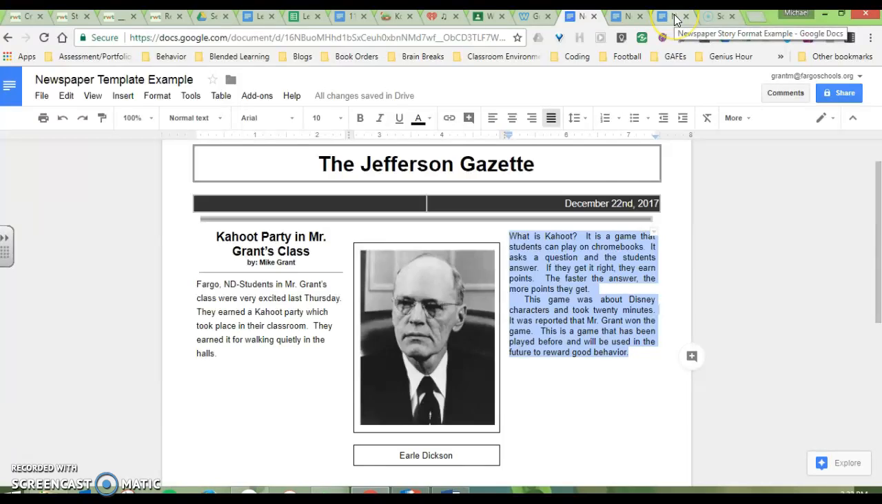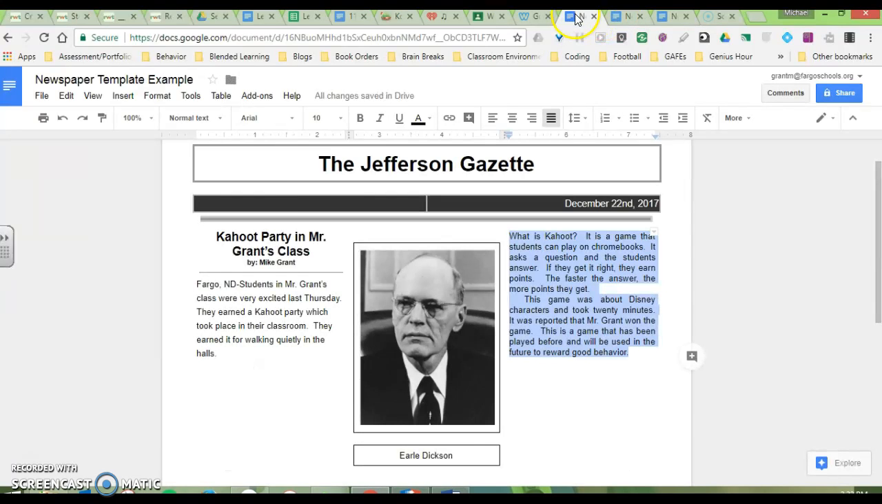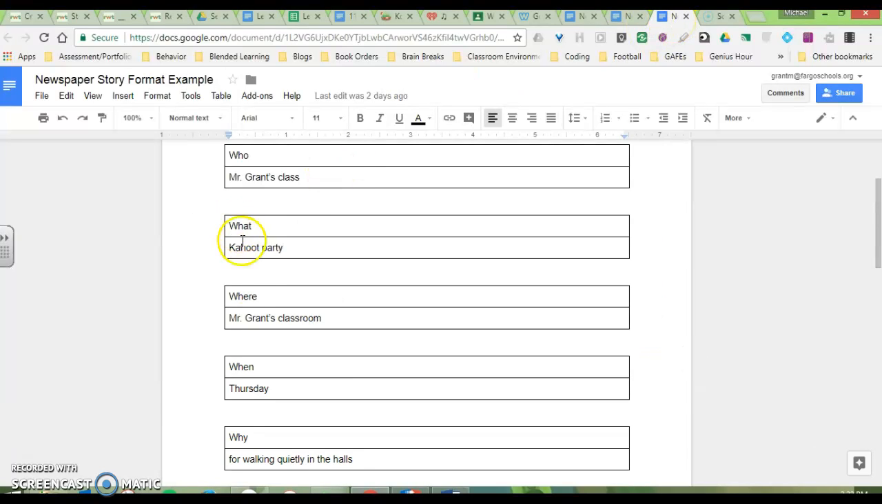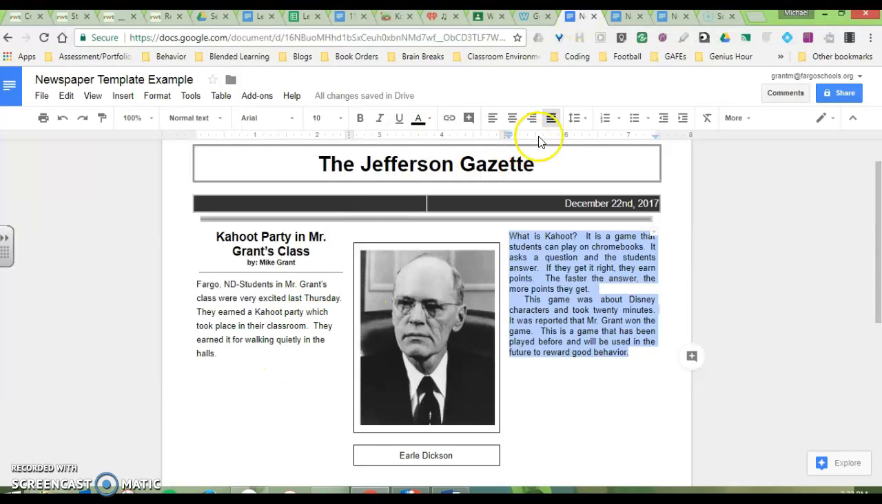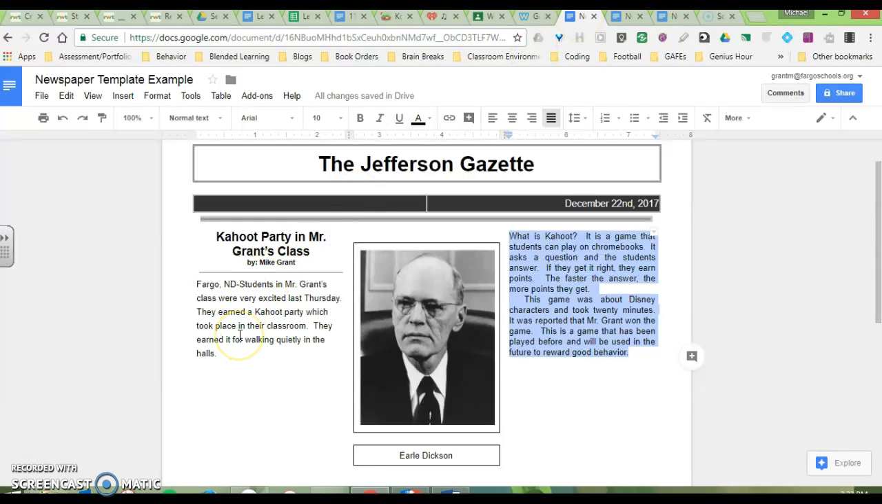So that references the who part of it and the when. They earned a Kahoot party which took place in the classroom. So that is the what and the where. They earned it for walking quietly in the halls. So that is the why. And I have all of that in there in my first paragraph.